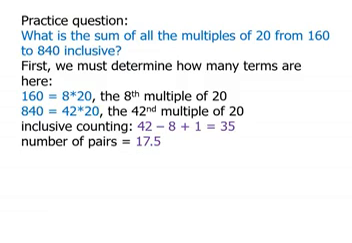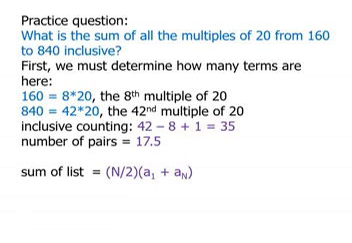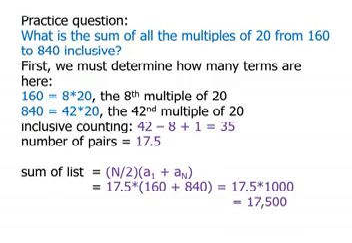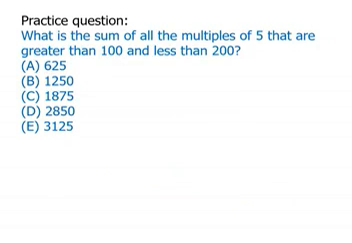So the number of pairs is half of 35, which is 17.5. And the sum of the list, the beautiful thing is that when we add 160 and 840, we get 1,000. And so it's just 1,000 times 17.5, or 17,500. What is the sum of all the multiples of 5 that are greater than 100 and less than 200? Pause the video, and then we'll talk about this.